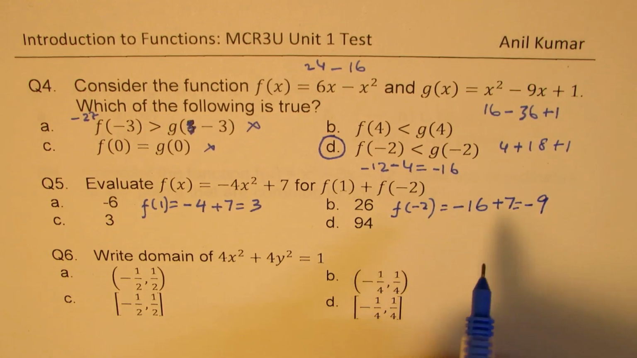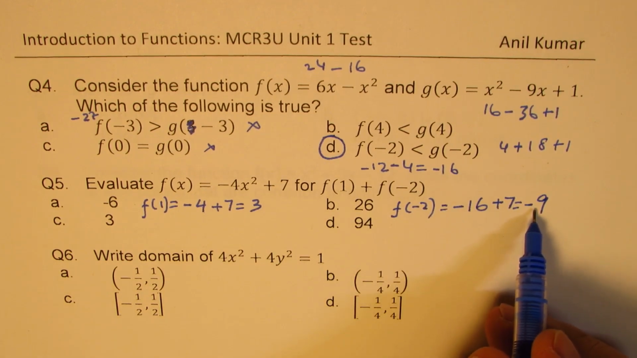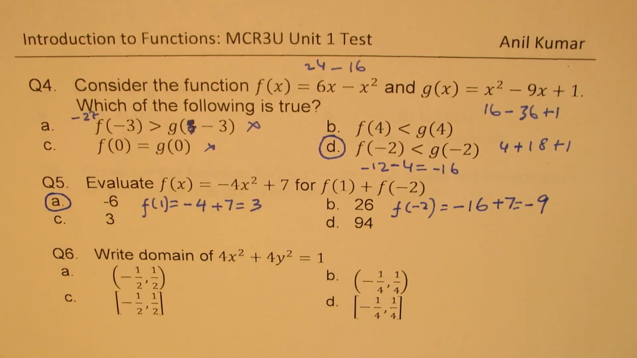Now, we can add these two. 3 minus 9 is minus 6. So A is the right option, correct?